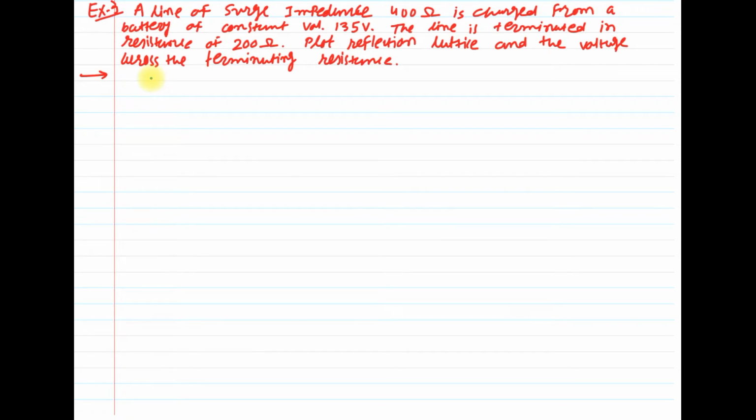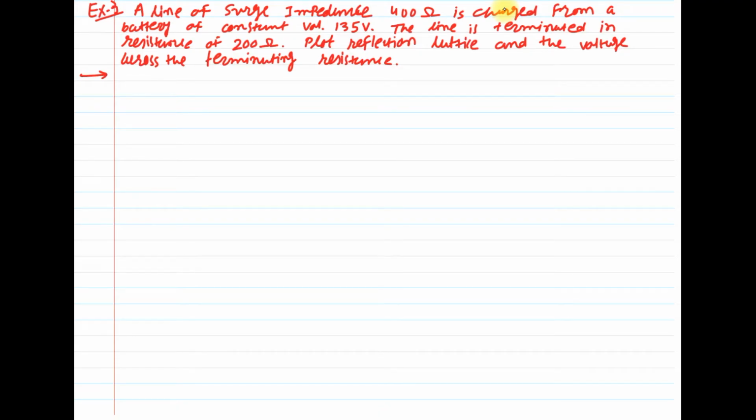Hello students, in this session we will calculate the examples based on the Bewley-Lattice diagram, or we can say the plotting of the reflection and refraction wave for the traveling wave which travels on a transmission line. Okay, so let us understand the data which is given to us.